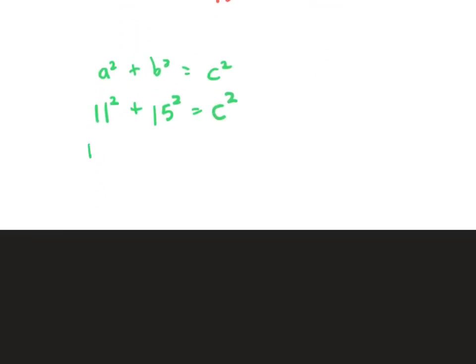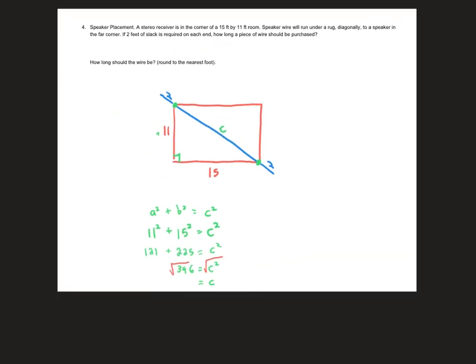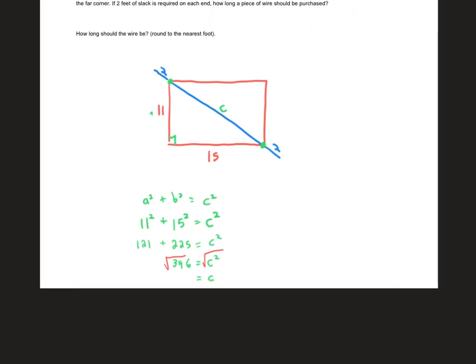So 11 squared, 121, plus 15 squared, 225 equals c squared. So c squared equals 346. And if we want to get c by itself, we're going to square root that. So c is equal to the square root of 346. And we're wanting to round to the nearest foot. So let's see what square root of 346 is.